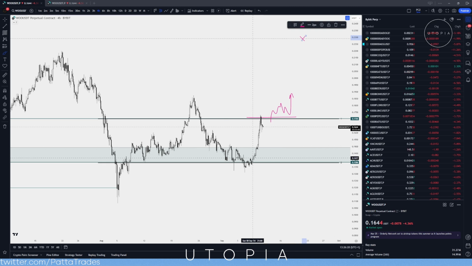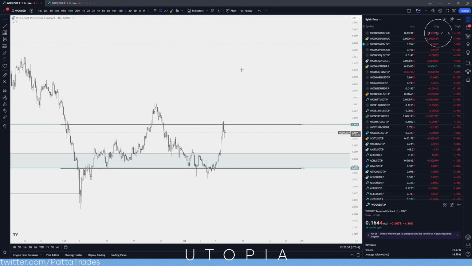When trading in this range, continue to trade the ranges as you would any other time. There's no difference, right? Long into the lows, look for reversal into the highs. That pretty much sums it up for today's episode.